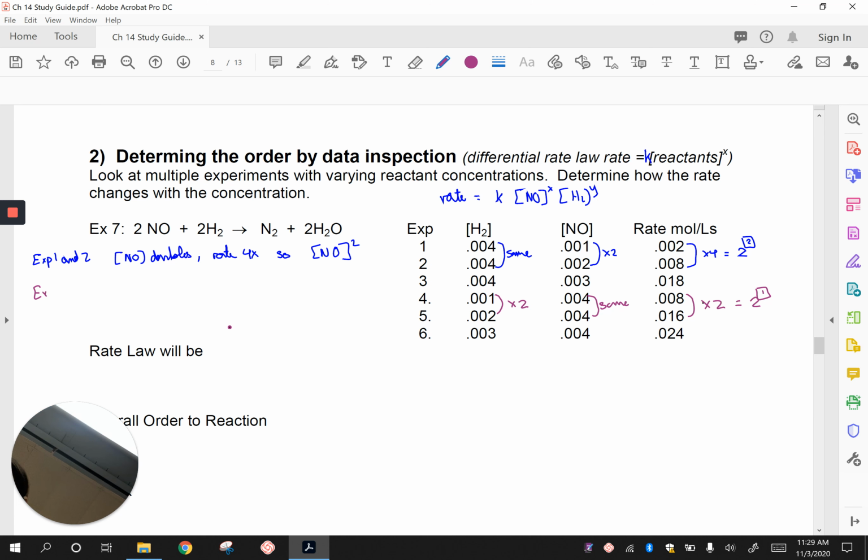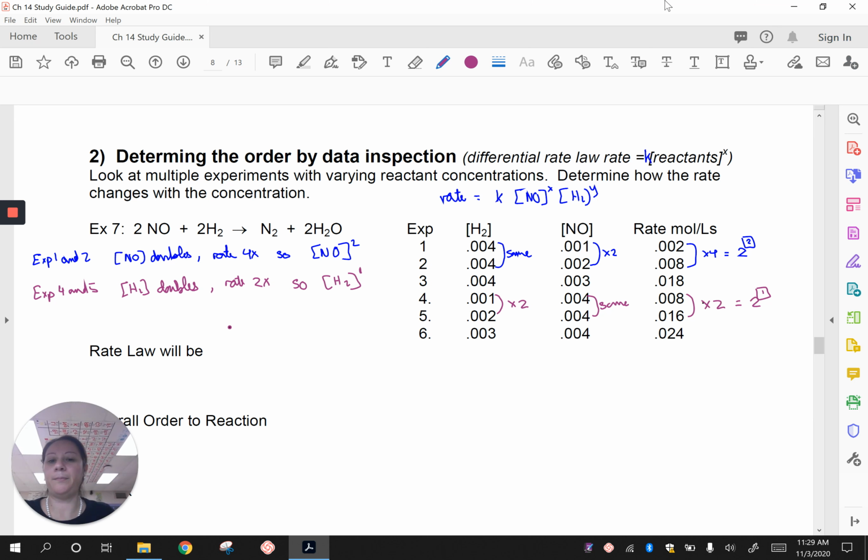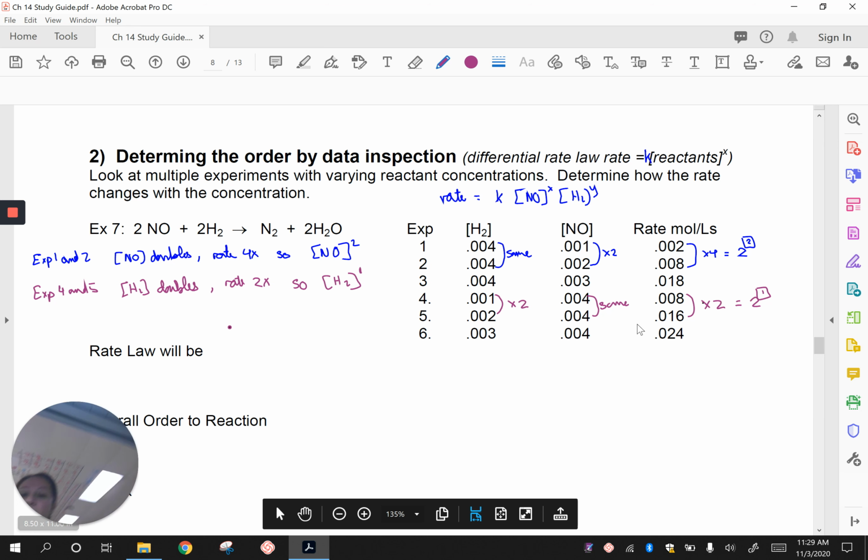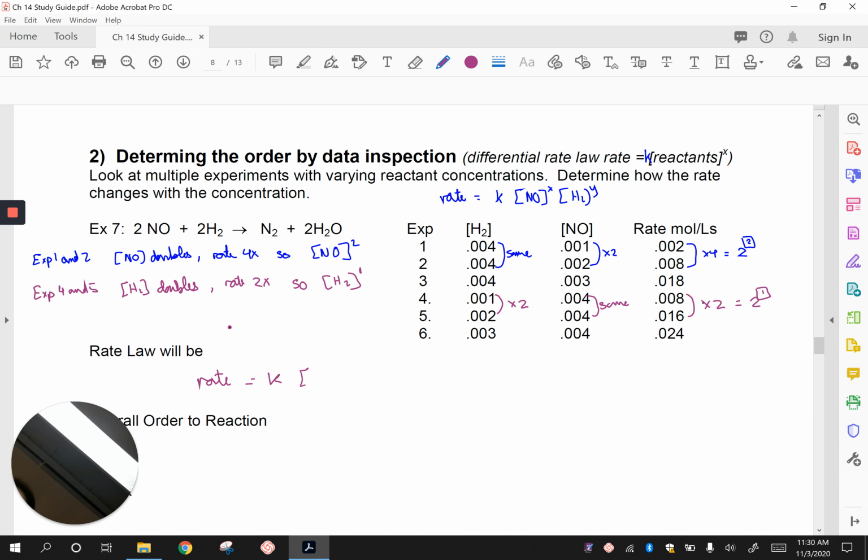So experiments 4 and 5, I'm doubling my concentration of H2. The rate is also doubled, so that looks like it's first order with respect to my hydrogen. So my rate law then is going to be rate is equal to a constant times the concentration of NO to the second power times the concentration of H2 to the first power.